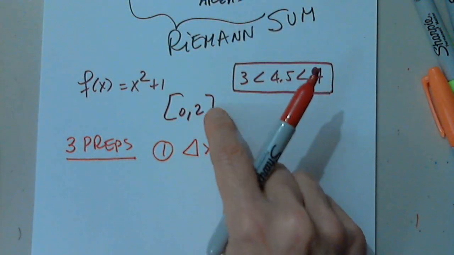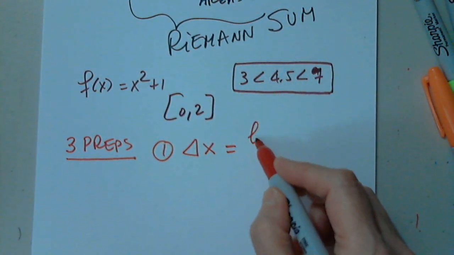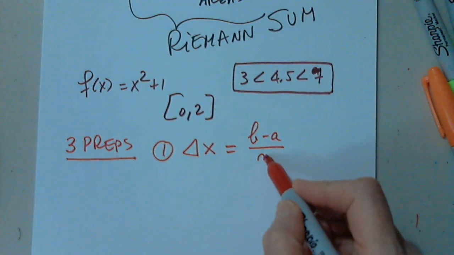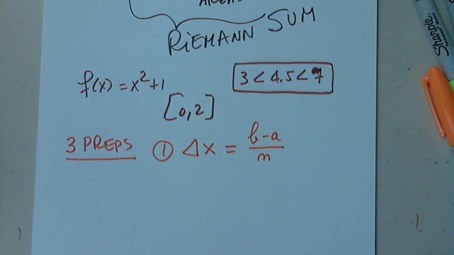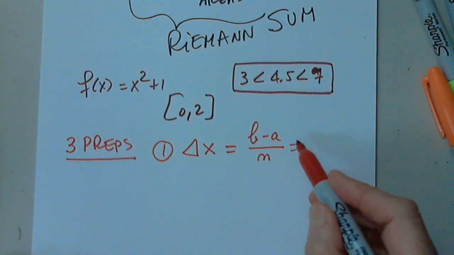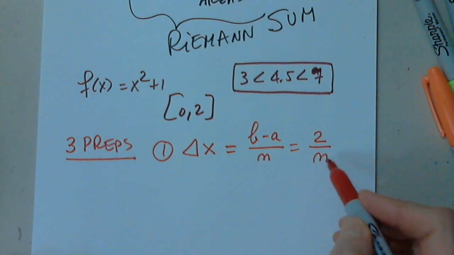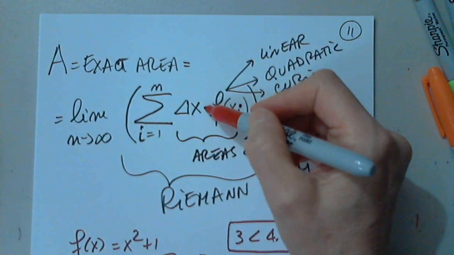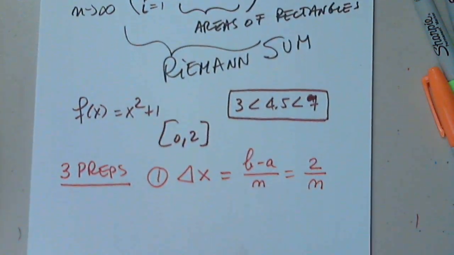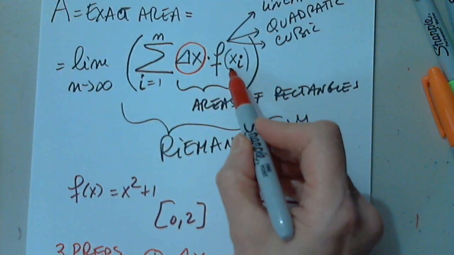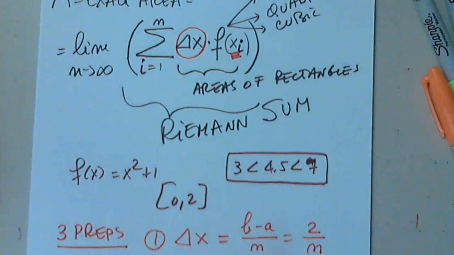As we know, it's b minus a divided by n, n being the number of subintervals. So 2 minus 0 is 2 over n. So I have this piece. That's done. Now I have to find this piece, xi.